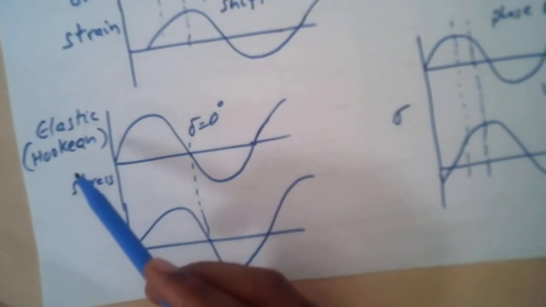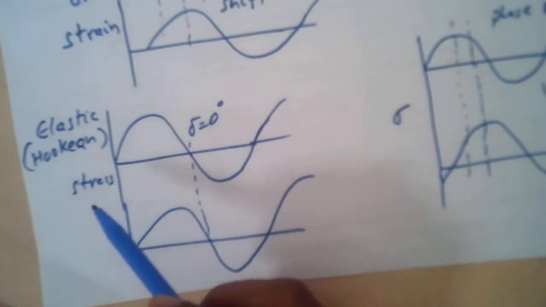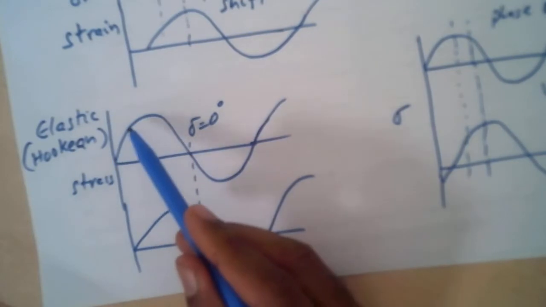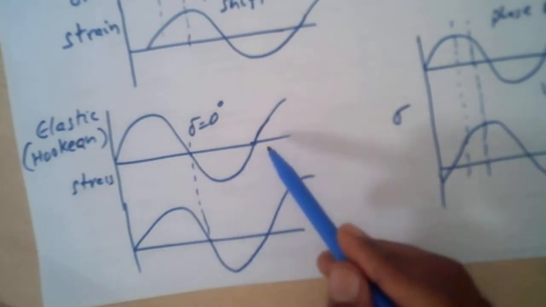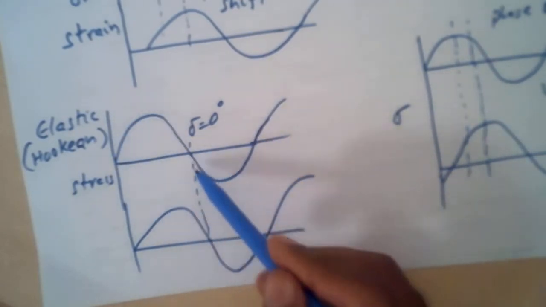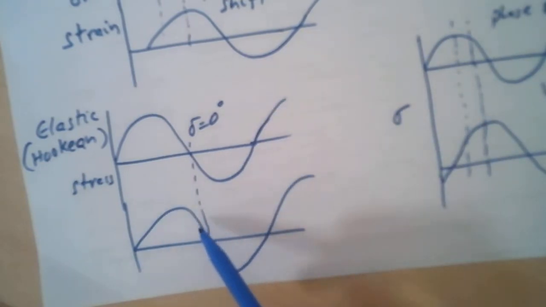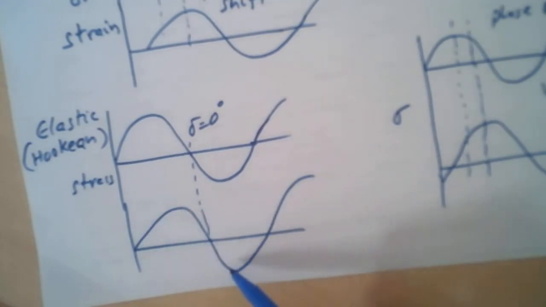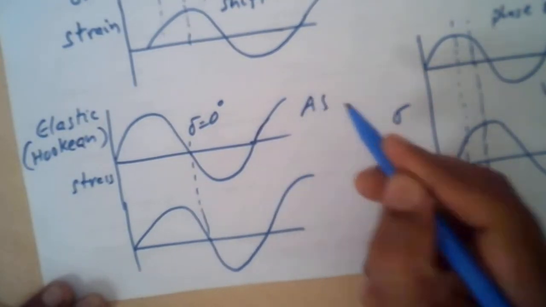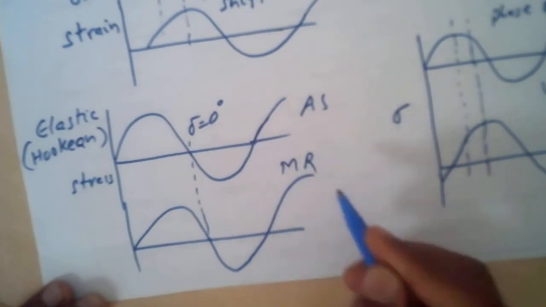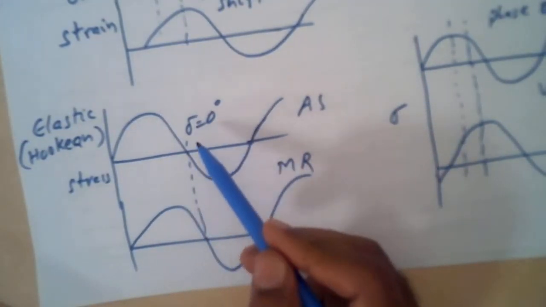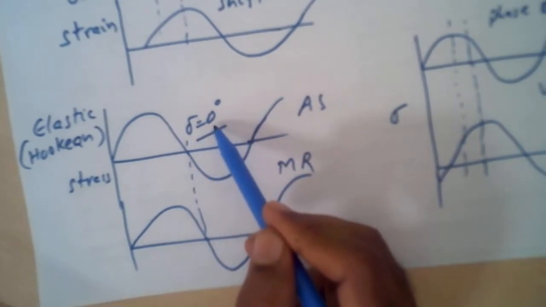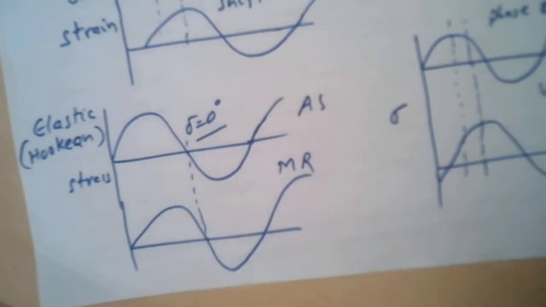For example, if you take an elastic material which shows Hookean behavior, so-called elastic material, as the stress is applied, this is the applied stress, the material response will be almost instantaneous. This is the applied stress, this is the material's response. So ideally there is no phase shift, and the delta will be equal to 0 degree here.